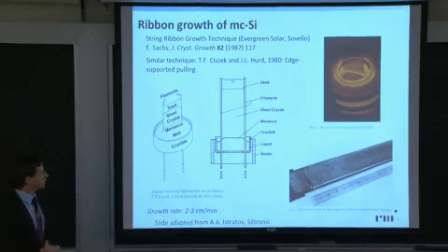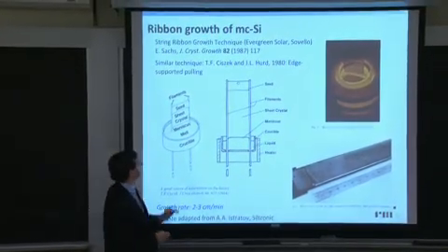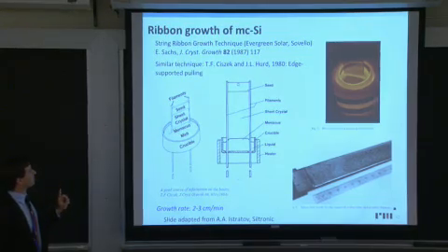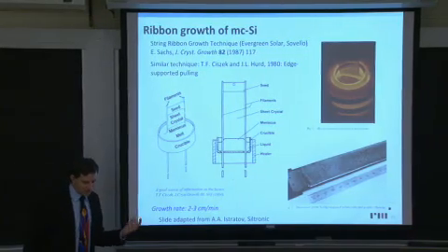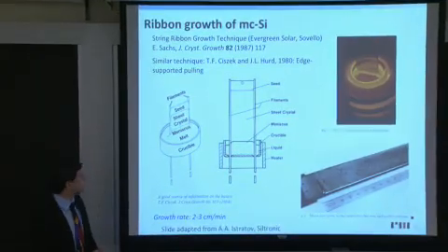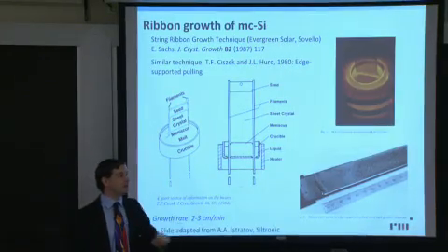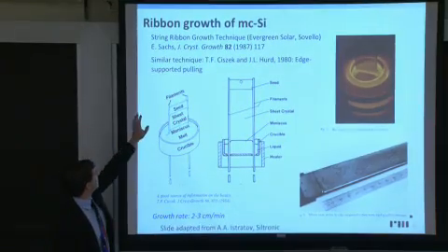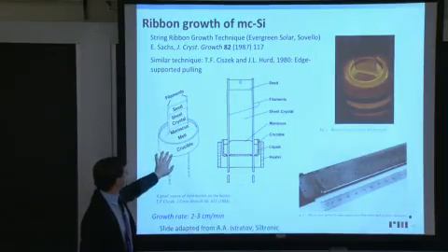So let's take a little walk through history and go back to some of the earliest methods of ribbon growth. So one of the earliest forms of ribbon growth was so-called edge-supported ribbon, also known as string ribbon. And there were developments of this general technology in different places. Ellie Sachs, former professor here at MIT, now founder and CTO of 1366 Technologies, just up the road in Lexington, developed the string ribbon material here at MIT in the early 1980s, late 1970s.